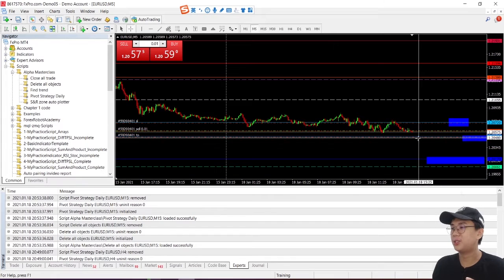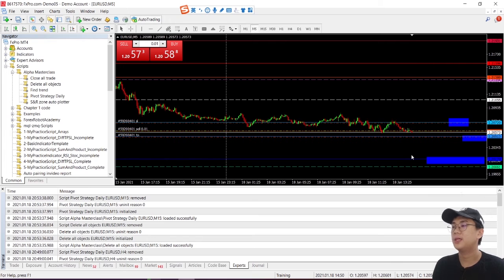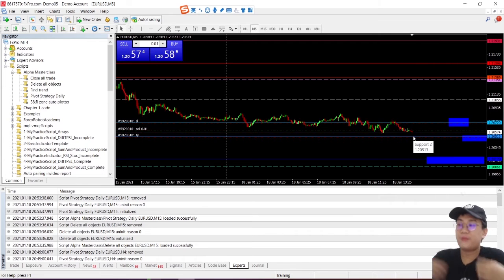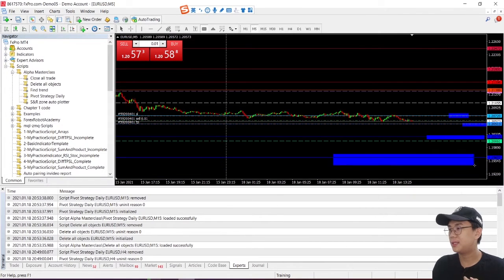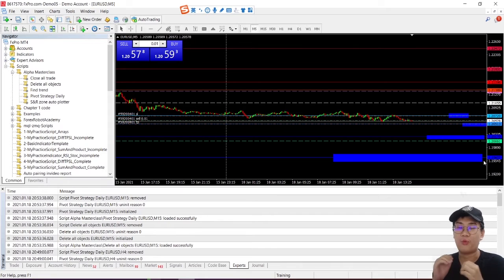And if it is below these two areas, which are level 2 and level 3, this means the market is even stronger. It will go down even further. And there is another line, which is here. This line is called level 4 support, and it is very rare for the price to reach.